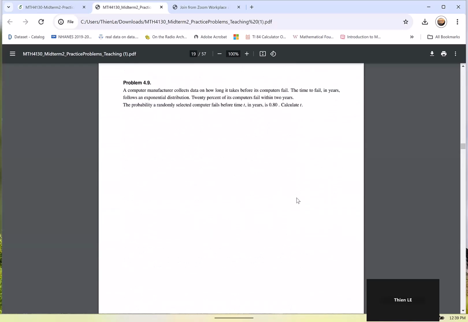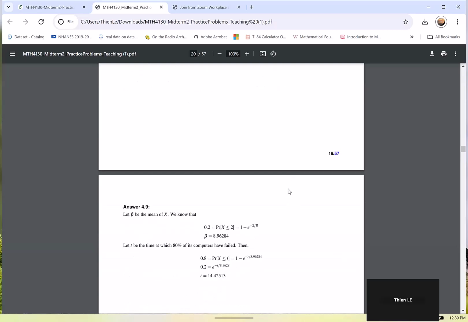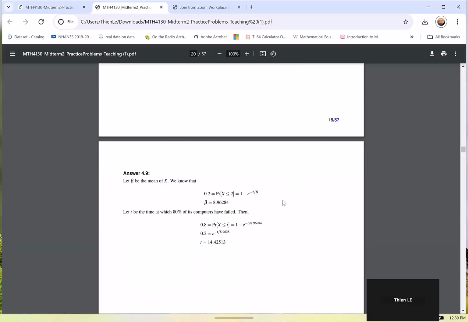In this one, a computer manufacturer collects data on how long it takes before its computers fail. The time to fail in years follows an exponential distribution. 20% of each component fail within 2 years. And the probability of a randomly selected computer failing before time t in years is 0.8. Calculate t. Okay, so now it's kind of a backward calculation. But now let us just unravel the problem in terms of the formula, and then we see what we actually need to find here, right?